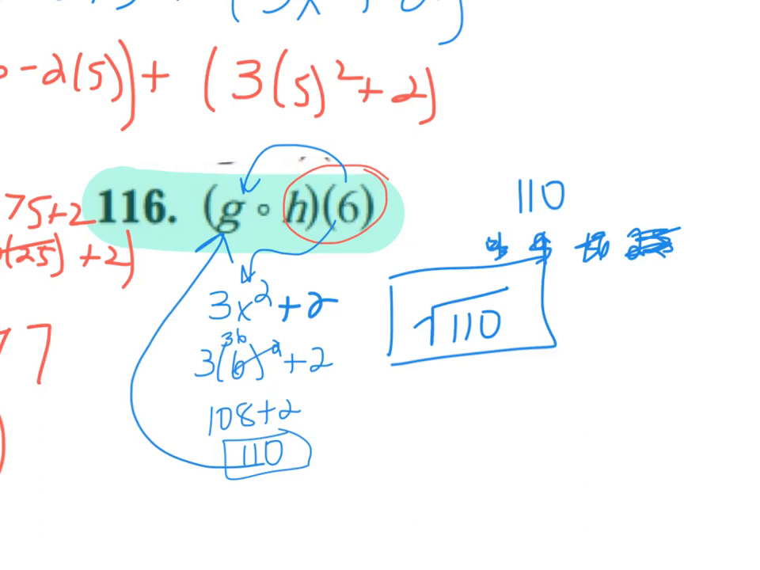But when you have G of H, something is a function of something else. You work from the inside out. I told you guys that. So see how we plugged 6 into H, got our answer, then plugged it into the G. Again, you are allowed to use calculators. Please use them. It's not cheating.